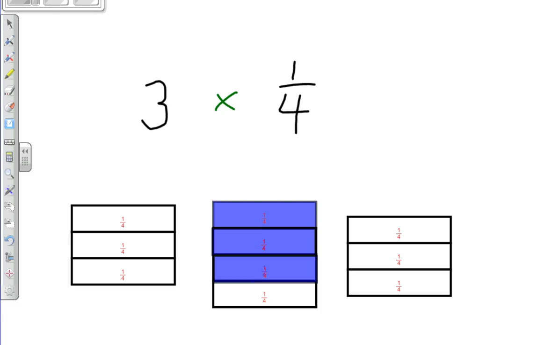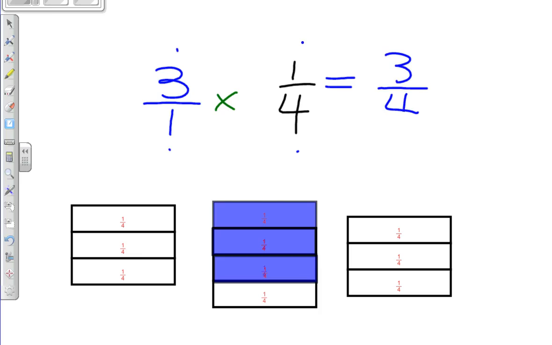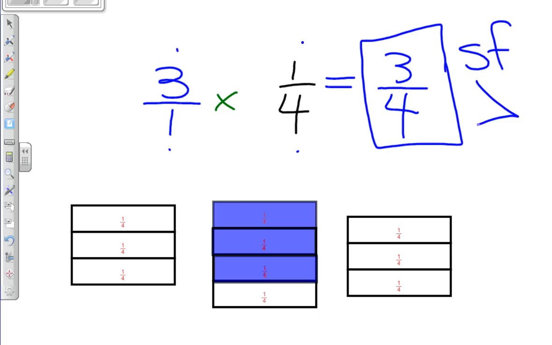But what is actually happening is I'm taking this number 3, and I'm going to write it as a fraction, as 3 wholes, or 3 over 1. Now I can solve by multiplying the numerators. 3 times 1 equals 3, and multiplying the denominators. 1 times 4 equals 4. At the end, you should always look and make sure it's in simplest form, and this one is. So we're done with that problem.